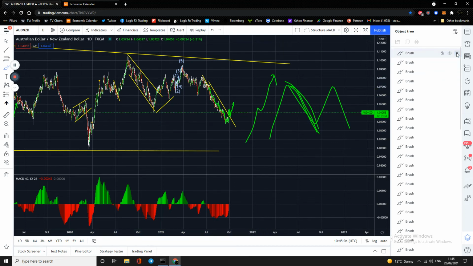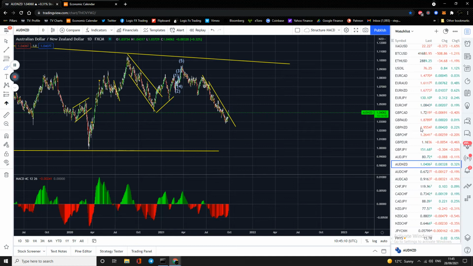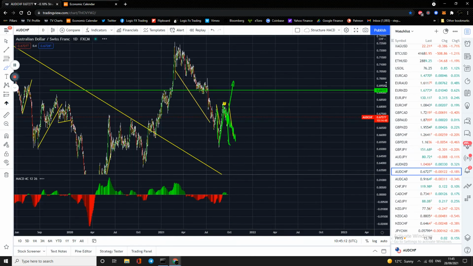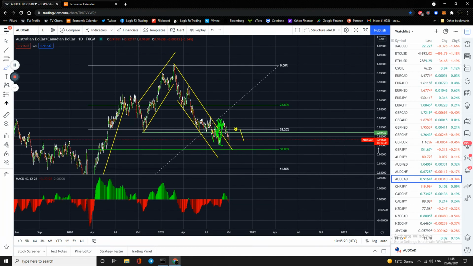So potentially there's a trade in there with Aussie New Zealand, and that's just looking at it technically, guys. I haven't looked at it fundamentally. Aussie Swiss, just leave it. Aussie Cad, leave it alone there. There's the Cad strengthening up there.